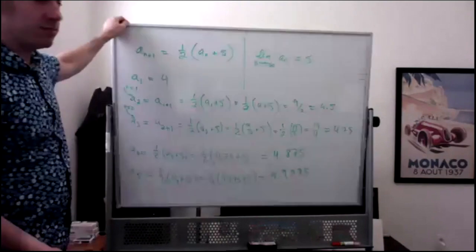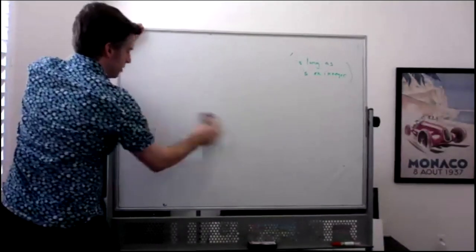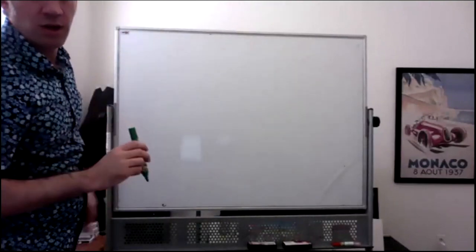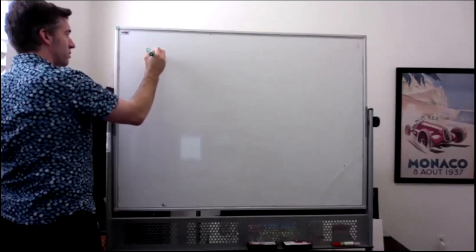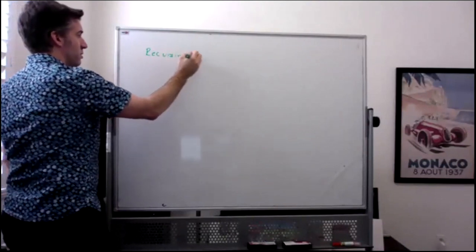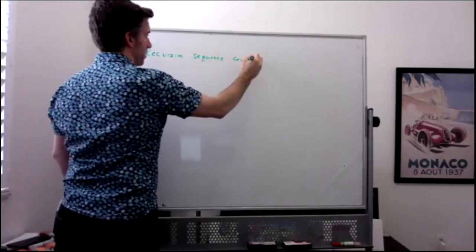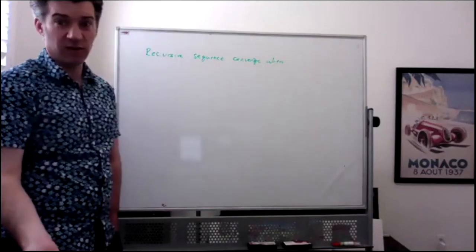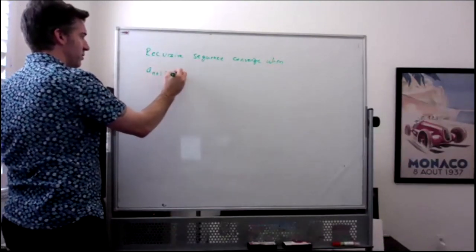So here's how we do it. A recursive sequence converges when the next term is equal to the previous term, right? When a sub n plus 1 equals a sub n.